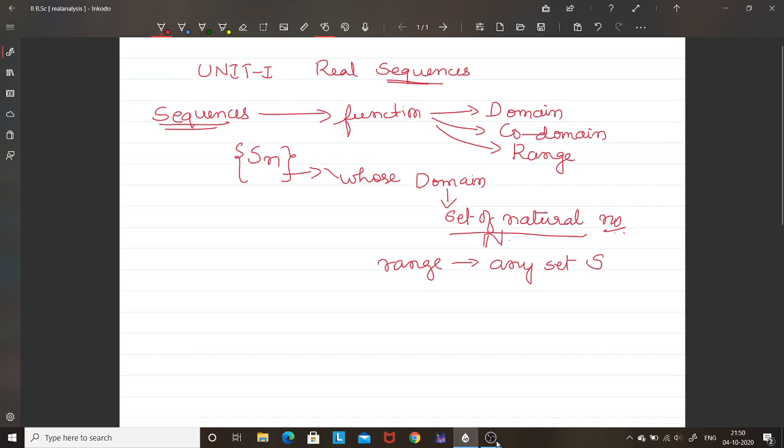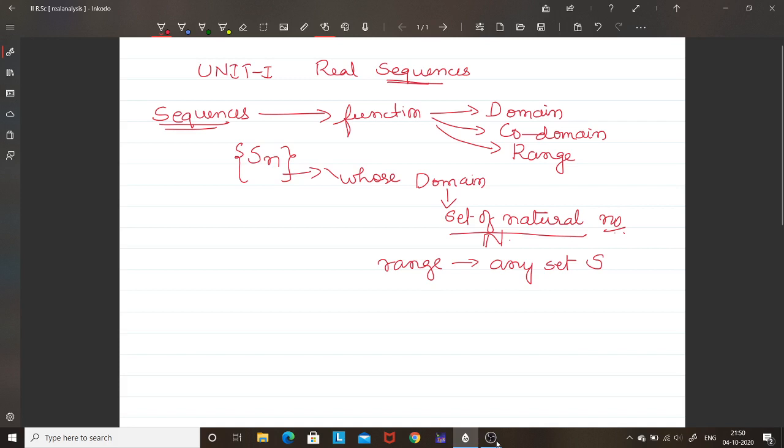In other words, we can say a sequence in a set S is a rule which assigns to each natural number a unique element of S. We know that in a function, we get a unique image in the codomain set, where the set of all mapped elements of the domain is called the range of the function.